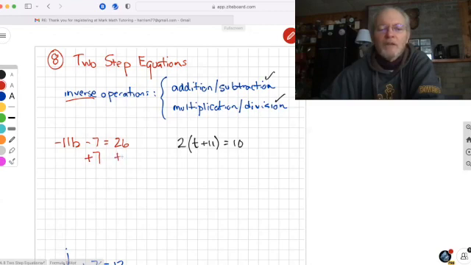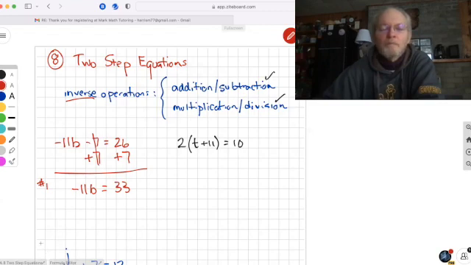So we're doing the inverse of minus 7. We have to do it to both sides. On the left-hand side, that will add to 0, and we'll just end up with negative 11b. And then 26 plus 7 is 33. That's step 1 of the two-step equation.